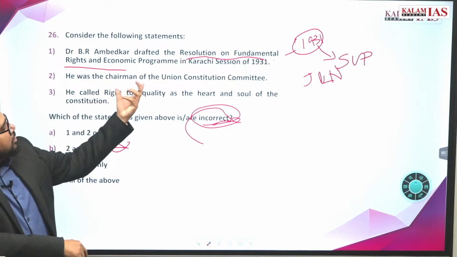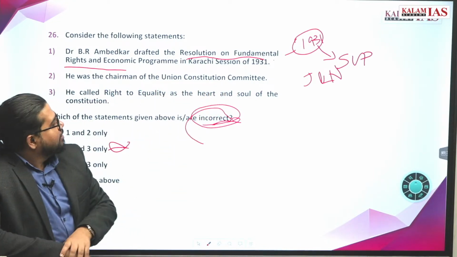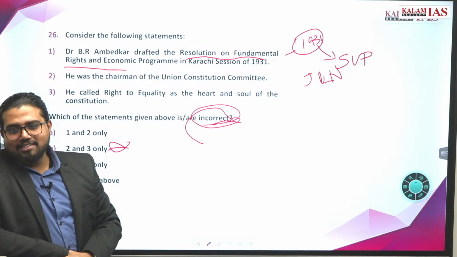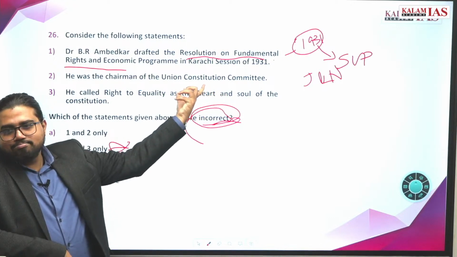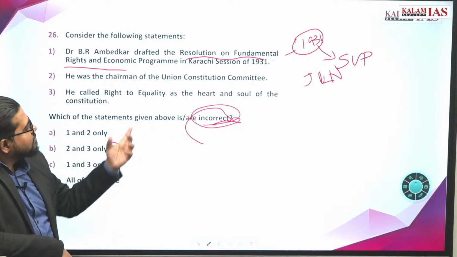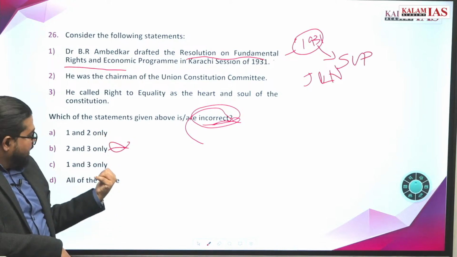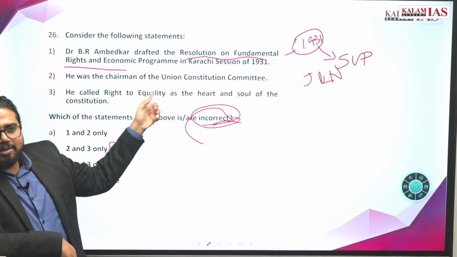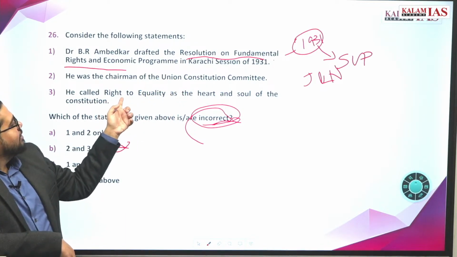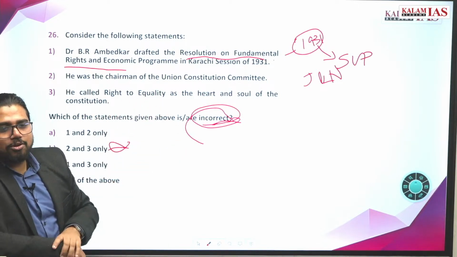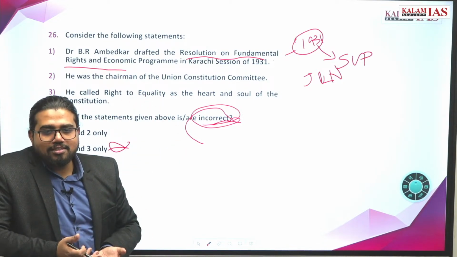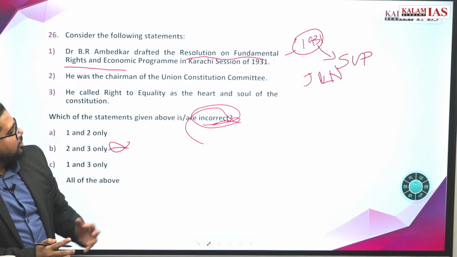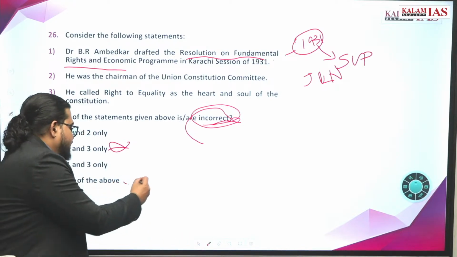What is the second option? He was chairman of the Union Constitution Committee. The chairman of the drafting committee is different; the Union Constitution Committee is Jawaharlal Nehru. So 2 is also wrong, and it should be A or D. You can forget this one because it's a little bit factual, but the third option you should not forget. Right to equality is not the heart and soul of the Constitution. What is the heart and soul of the Constitution? Article 32, constitutional remedies. So here the answer is D.